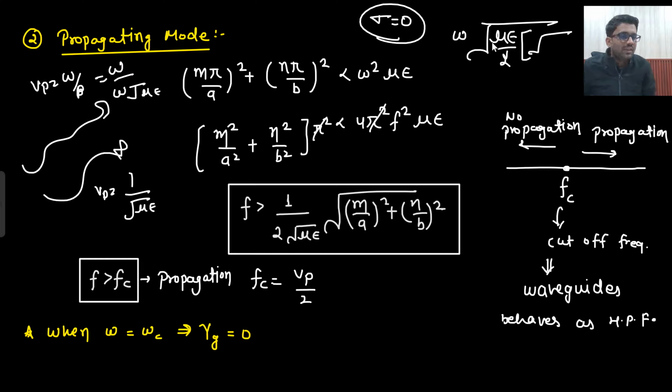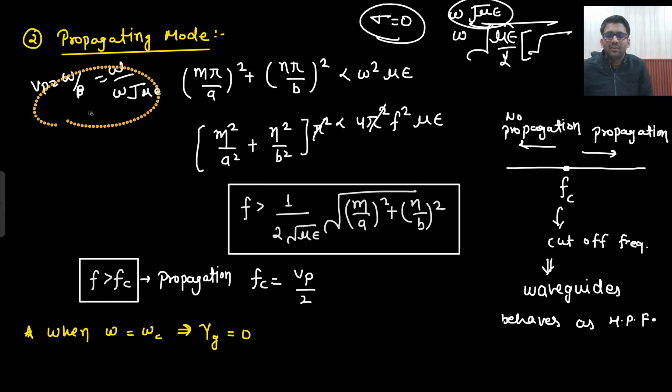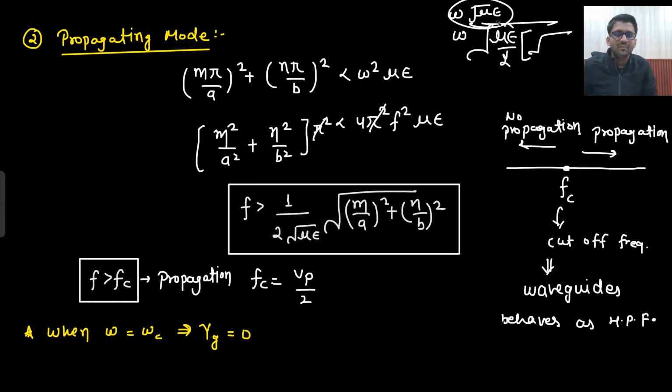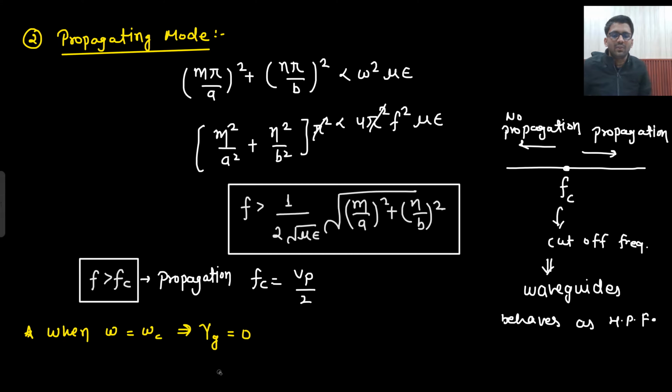Okay. So if sigma is equal to 0, then which formula do you get? Omega under root mu epsilon only. So that's why I am applying this formula. Okay. So if you are having that doubt, then that doubt is also clear.